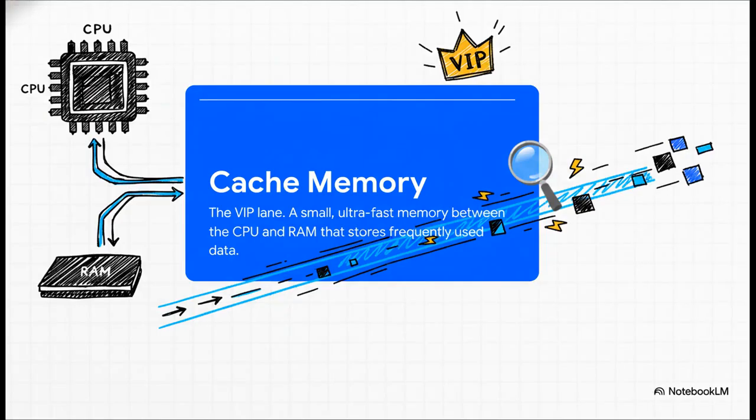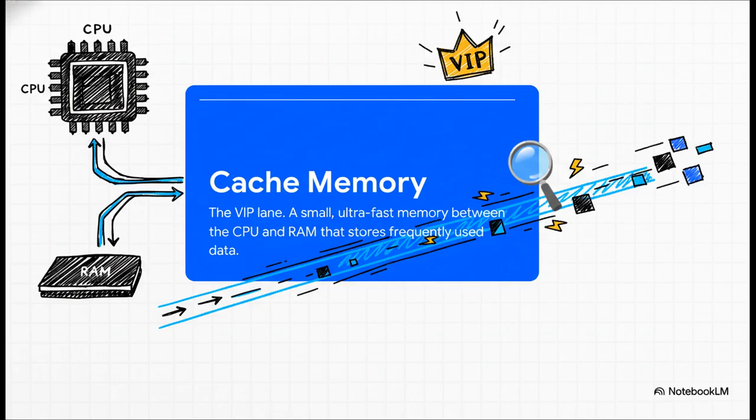But hold on. There's actually a secret weapon in the memory game: cache. Here's the deal. Even though RAM is fast, the CPU is just astronomically faster. Making the CPU wait for RAM is a huge bottleneck. So engineers came up with a brilliant solution.